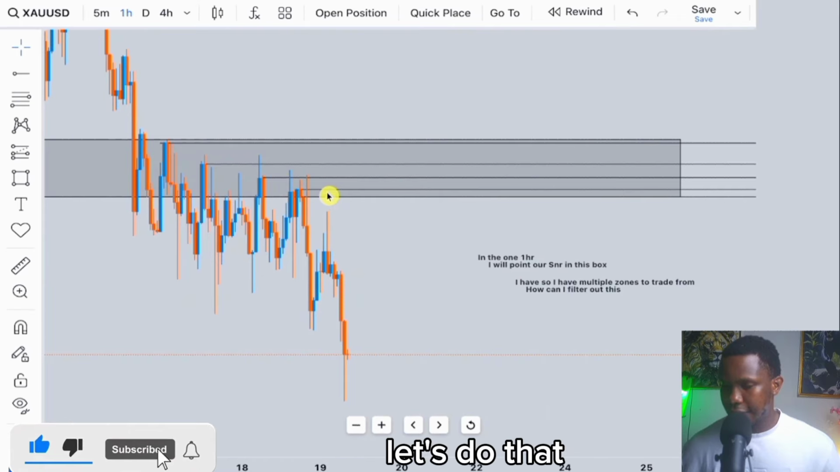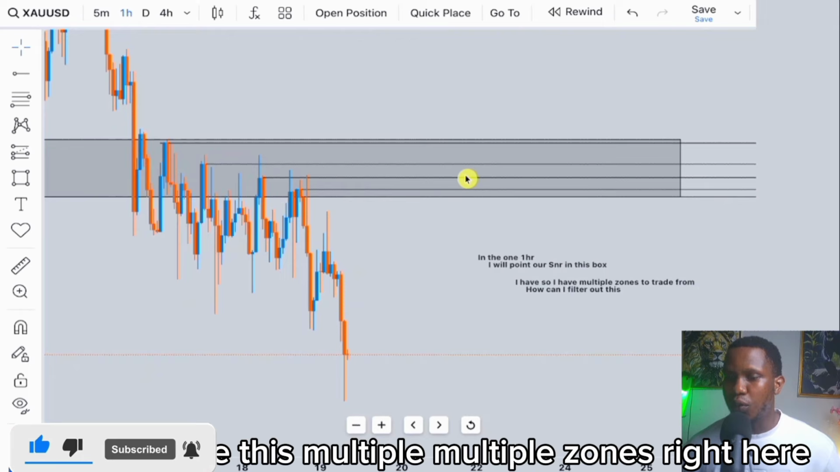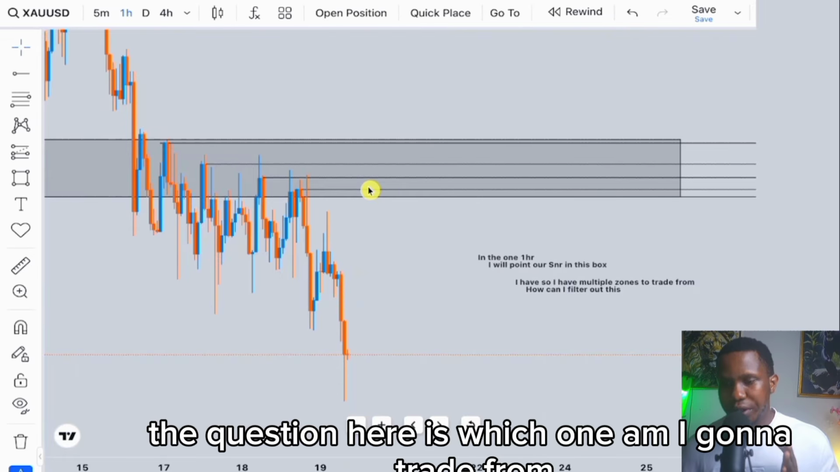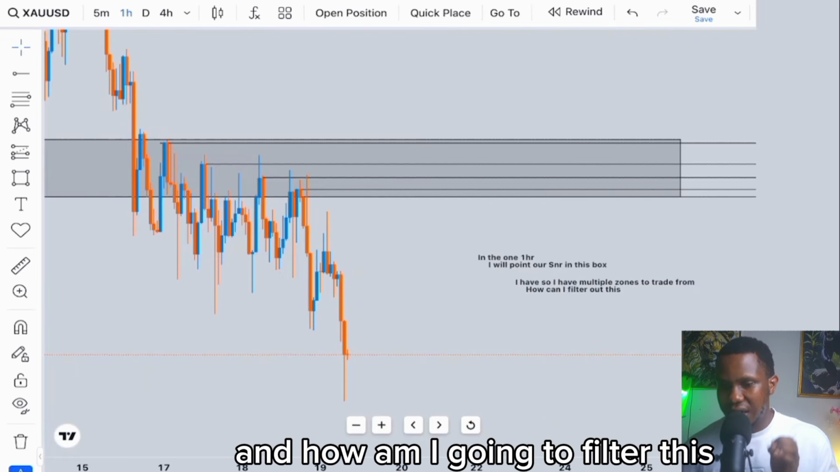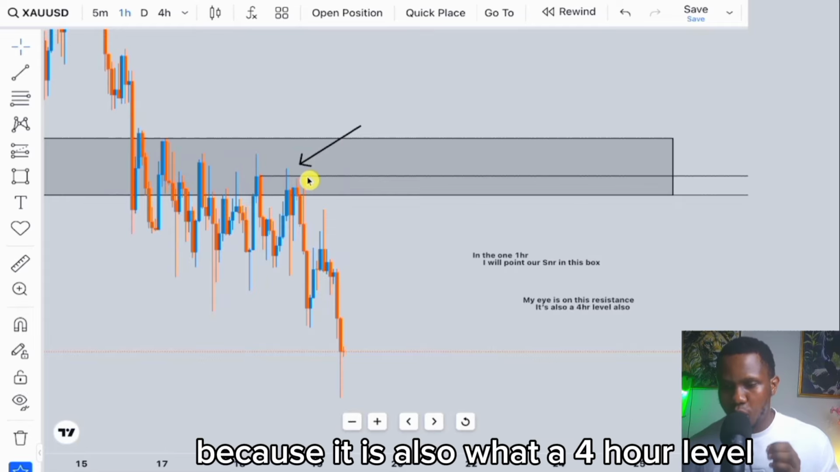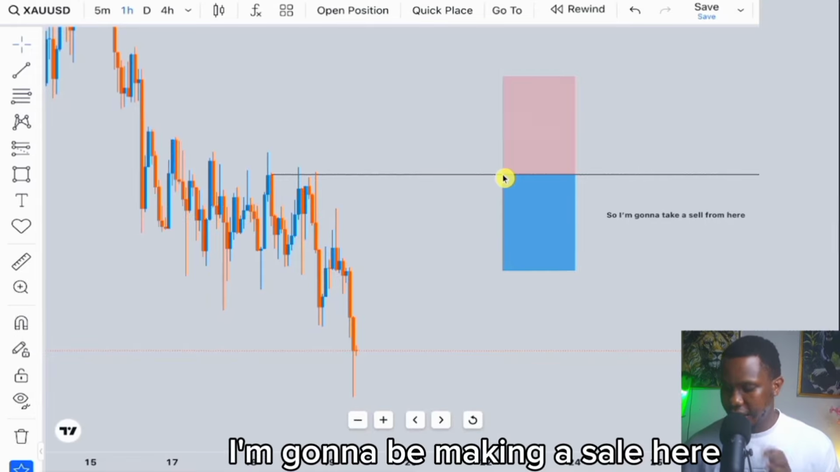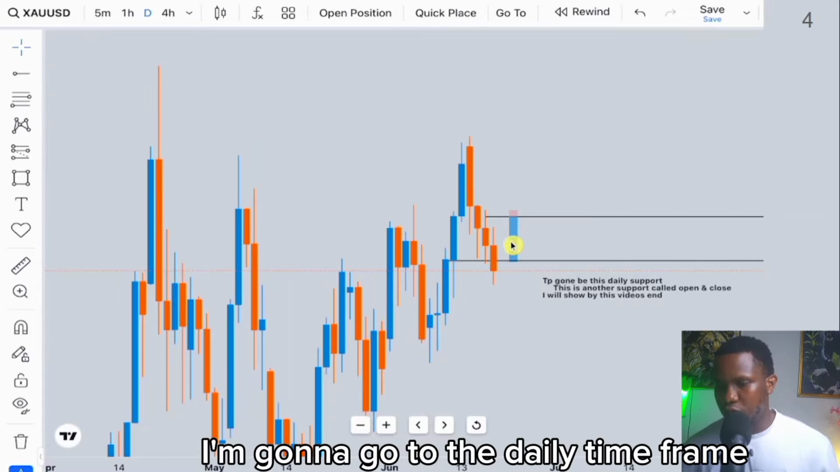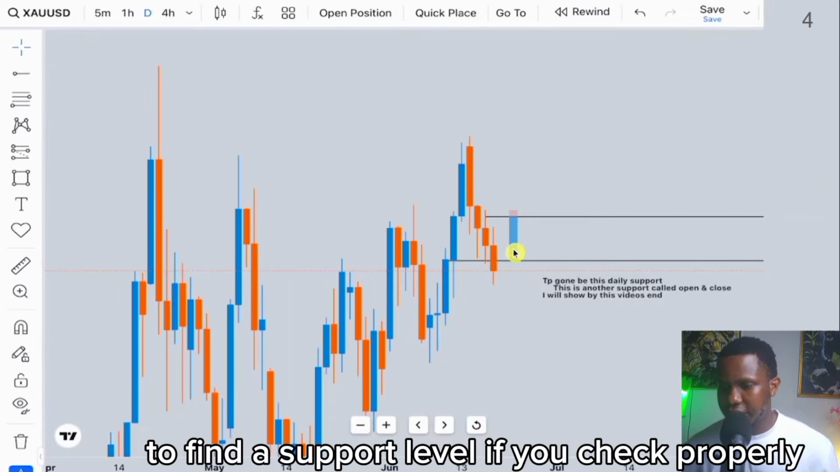Let's do that. Can you see that I have these multiple zones right here? Okay, the question here is, which one am I gonna trade from, and how am I going to filter this? My eye is on this particular resistance right here because it is also a 4-hour level. I'm gonna be making a sell here, stop loss above here, and for the take profit, I'm gonna go to the daily time frame to find a support level.